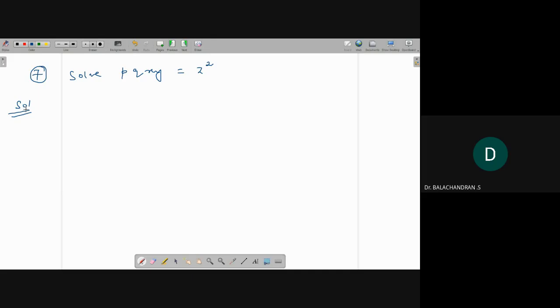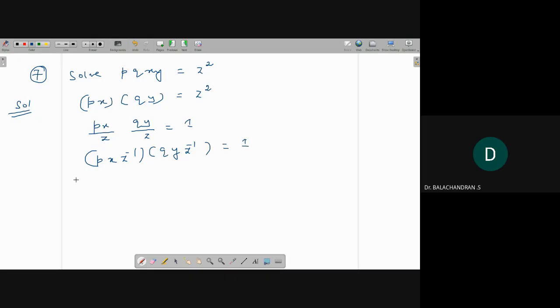you can write this as px into qy is equal to z square. If you write like this, then you will get type 3, but I don't want type 3, so that's why throughout divide by z square. So if I divide by z square, I write px z power minus 1 into qy z power minus 1 is equal to 1.